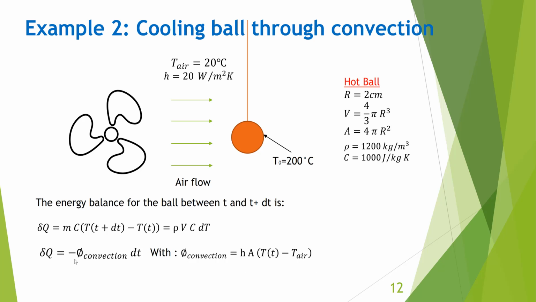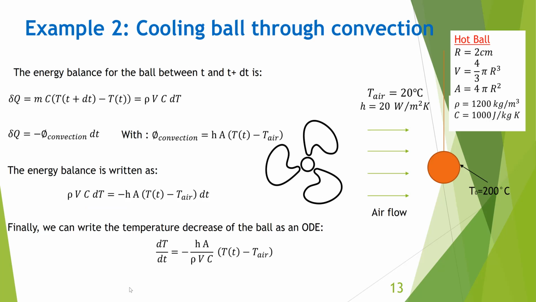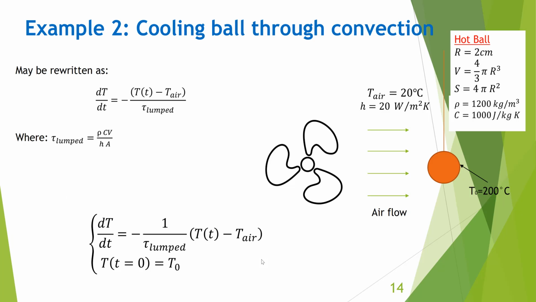So we will write that delta Q is equal to minus the flux, in this case of convection, times dt. And by making the equality between the two, we have the energy balance like this. Finally we can write the temperature decrease of the ball as a nodule like this: dT/dt is equal to minus hA divided by rho Vc, times (T minus Ta). If you write that tau is rho Cv divided by hA, now you have h instead of sigma. So you have to take care of this, otherwise you will get a problem.